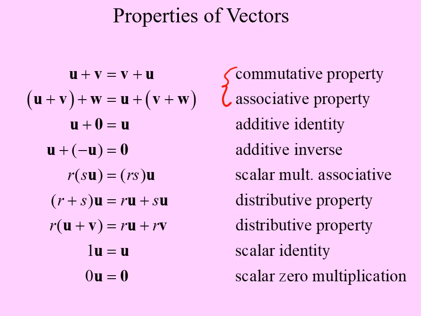Now the next one simply says, notice the 0 is a bold 0. That is called the zero vector. For example, the vector ⟨0, 0⟩ would be the zero vector, the vector with every component equal to 0. And of course you can see that's called the identity.